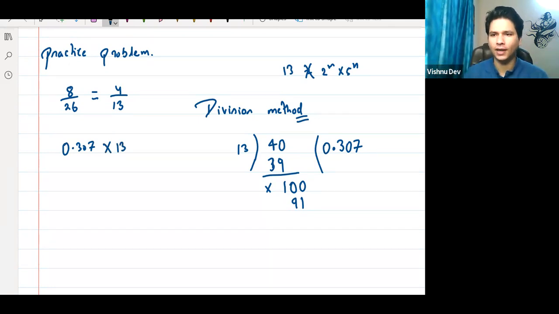This is the check for division. Correct. Plus 9. Correct. Very good. Plus 9. So this is the basic of division.